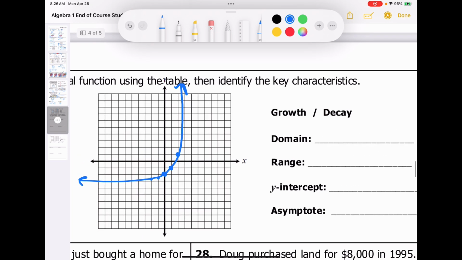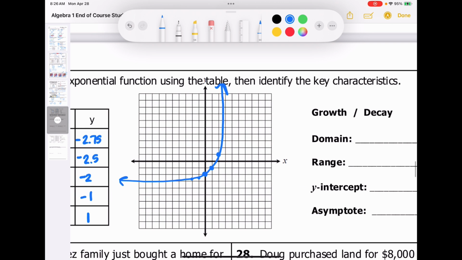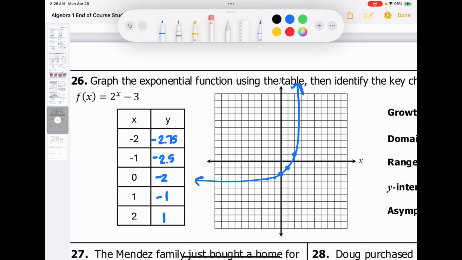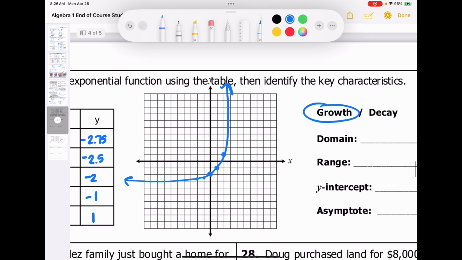Now for the key characteristics. To determine if it's growth or decay, I look back at the equation, and if the number that sits with the exponent of x is bigger than 1, that means that it is growth. So this is going to be growth.